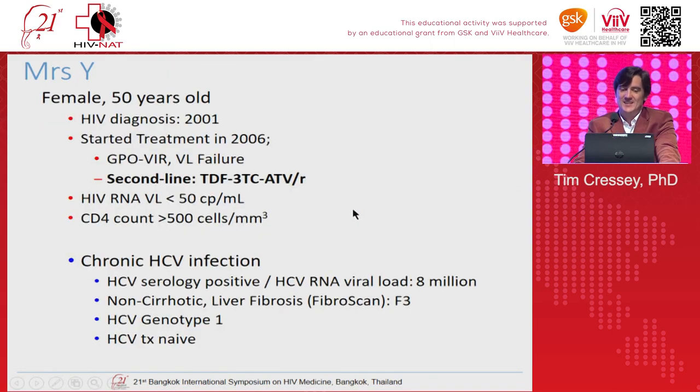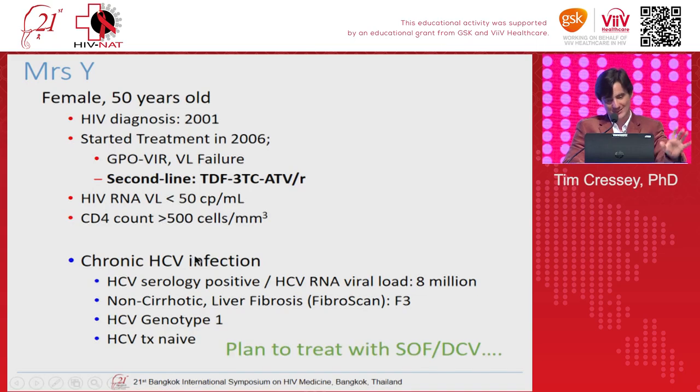So for a second case, we have a female, 50 years old. They've been on treatment and failed the first line, which was a nevirapine-based regimen, in Thailand. So they switched to an atazanavir-based regimen with tenofovir again, doing very well. This time genotype 1, treatment naive.